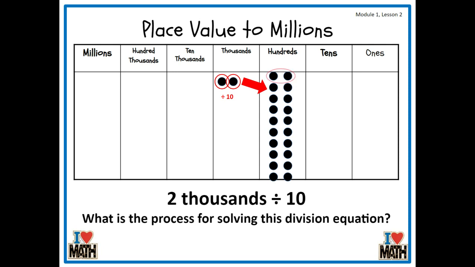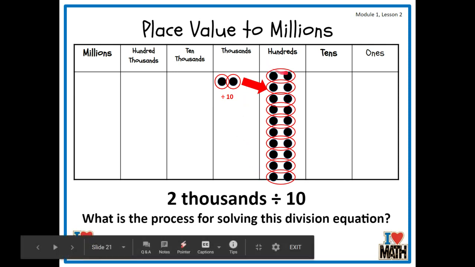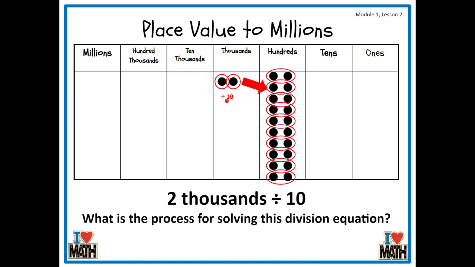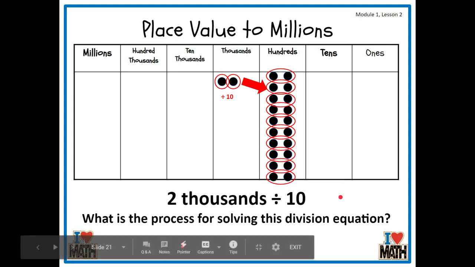And how many of these hundreds do we have in every single group? We just broke these apart into 10 equal groups. And how many hundreds do you see in each group? I see 200 in each group. There's 200, there's 200, there's 200. So when I took 2,000s and broke them into 10 equal groups, I have 200 in each group. So 2,000 divided by 10 is 200.